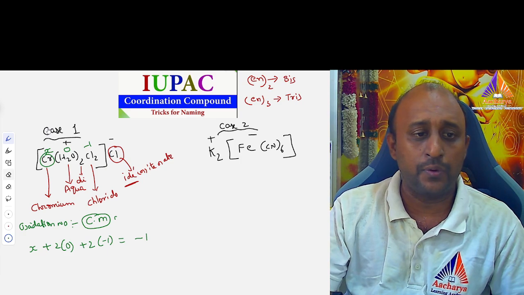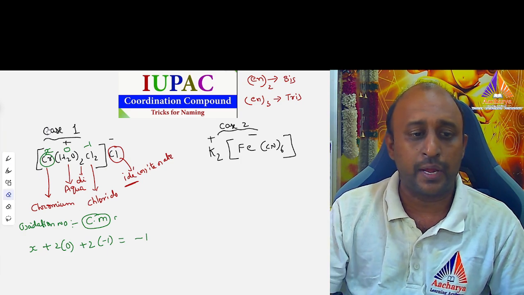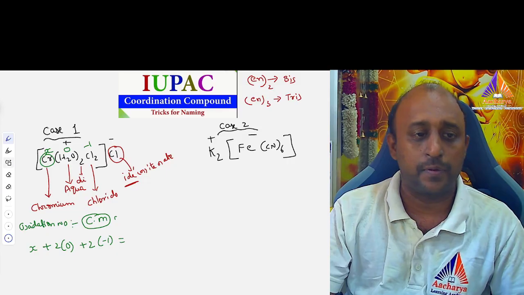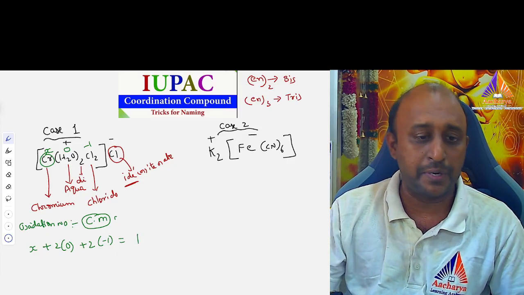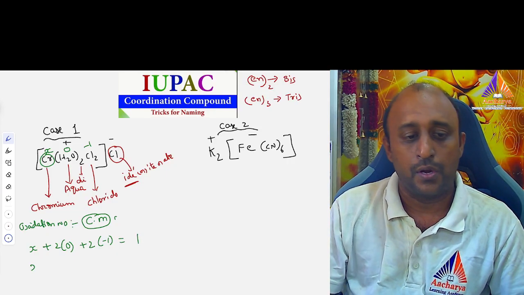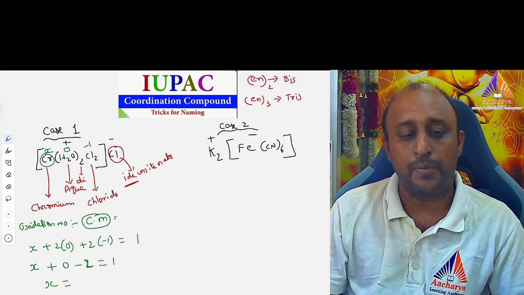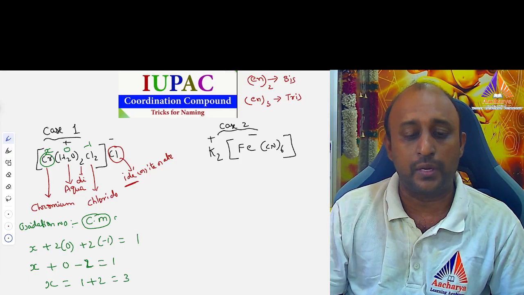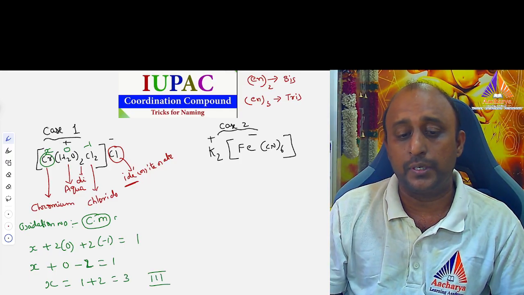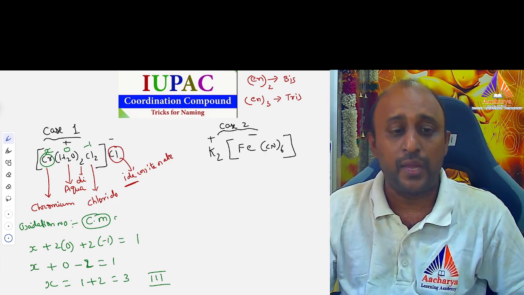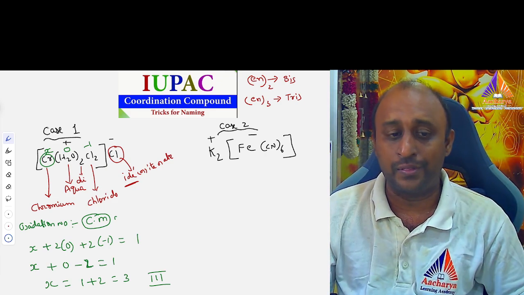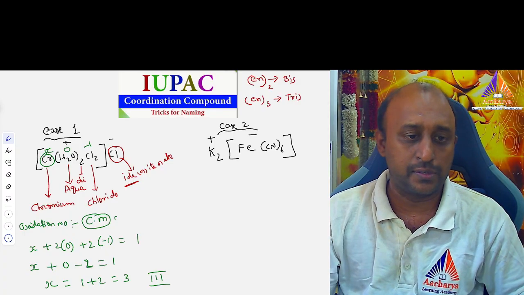Whenever you have a cationic complex, we write this as the positive side, but when you come to case 2 it will be different, which we'll discuss later. Here x + 0 - 2 = +1, so x = 1 + 2 = 3, and you assign the name as Roman numeral III. This is the pattern for finding the oxidation number, and similarly we need to follow it for case 2 also. We'll discuss that one by one.